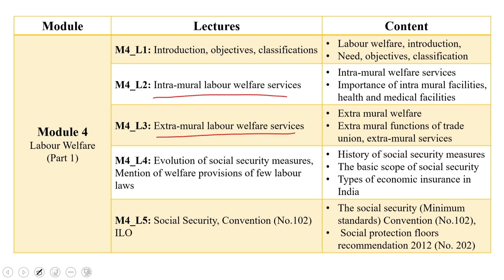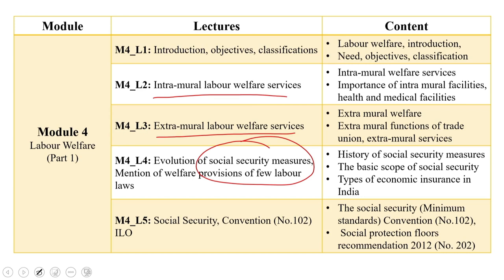If you recollect, the 1923 Workmen's Compensation Act, the Employees' State Insurance Act, 1948, the Maternity Benefits Act, 1961, the Workers' Provident Fund Act, 1952, the Payment of Gratuity Act, 1972. So all these acts were covered in the evolution and development of social security within our country. In the last lecture, we went a little bit out of the box.